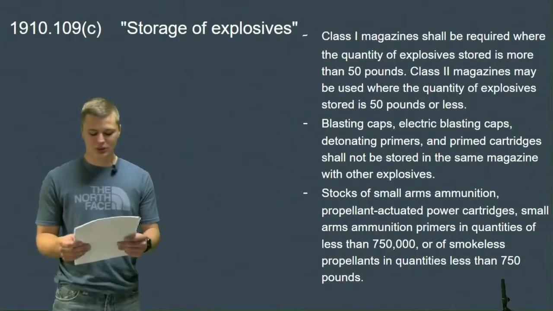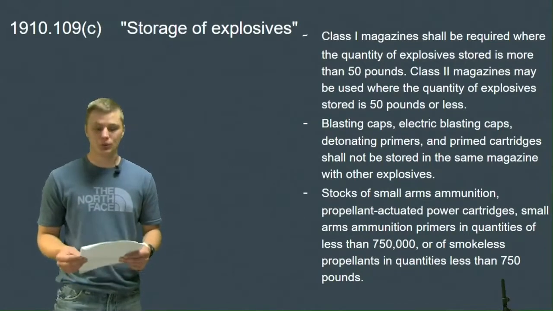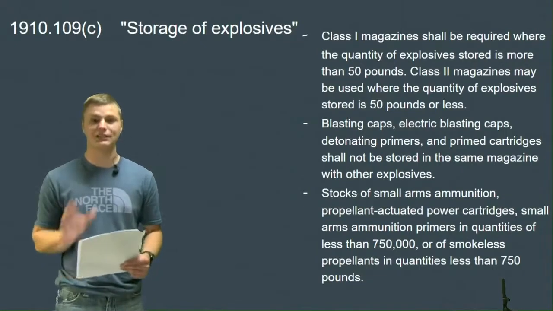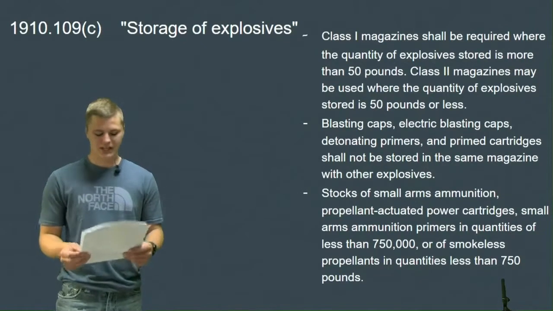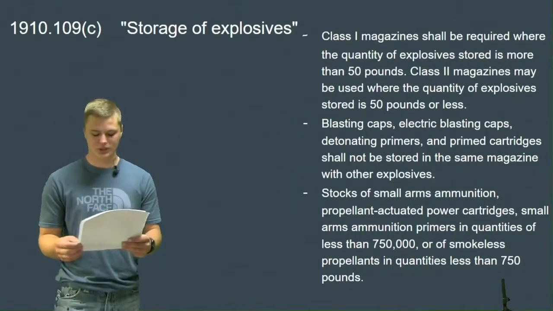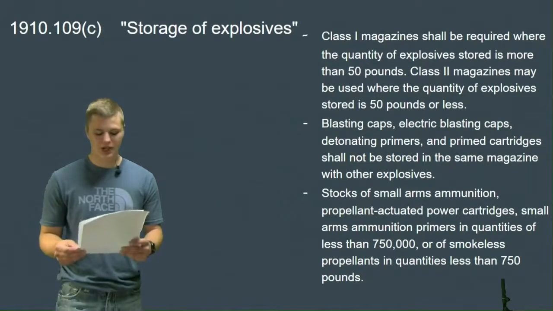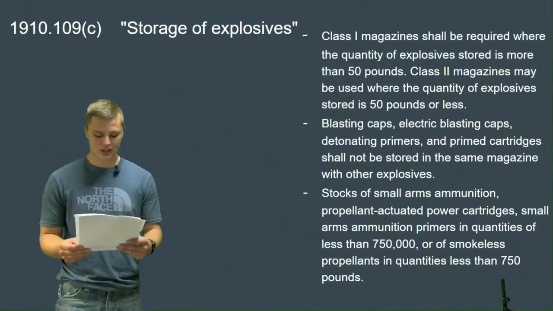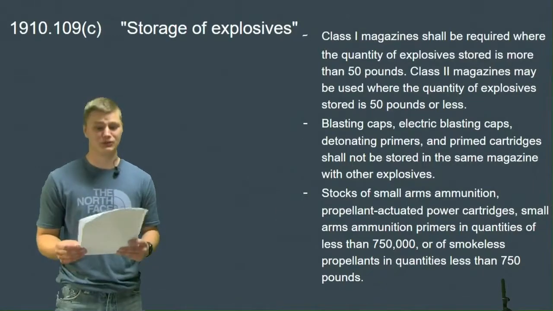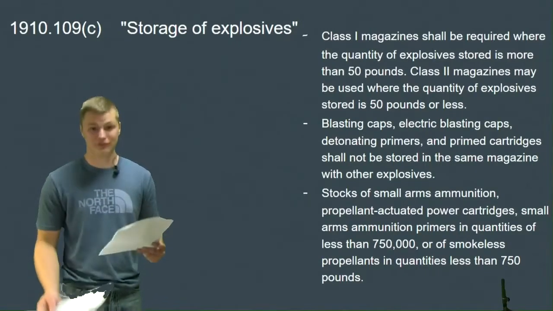Class 1 magazines shall be required where the quantity of explosives stored is more than 50 pounds. Class 2 magazines may be used where the quantity of explosives stored is less than 50 pounds. Blasting caps, electric blasting caps, detonating primers, and prime cartridges shall not be stored in the same magazine with other explosives. Stocks of small arms ammunition, propellant-actuated power cartridges, small arms ammunition primers in quantities less than 750,000, or of smokeless propellants in quantities less than 750,000.